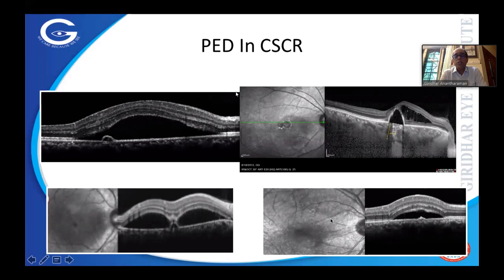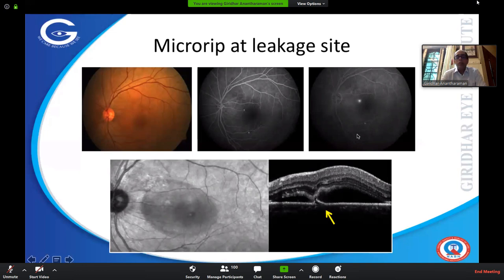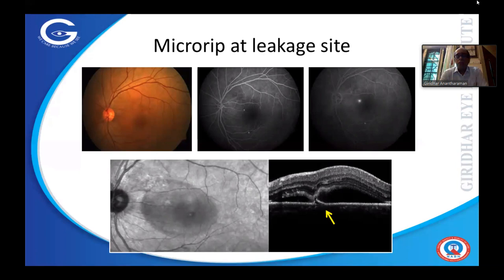Here also, you can see another picture. You can see the RPE rip. And in this FFA, you can see the leak corresponding to this particular area. This is the area where the pigment epithelial detachment and the rip is there. And when you do the FFA, you can see the leak here. So this is again a very diagnostic feature in central serous chorioretinopathy, and it has already been reported in literature.